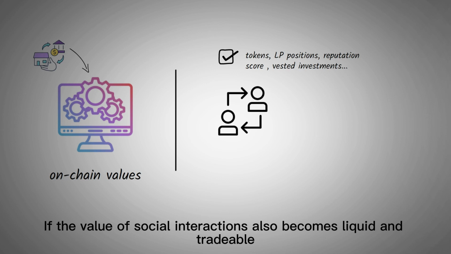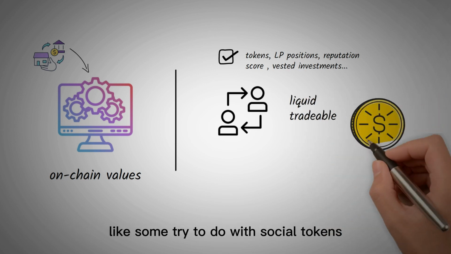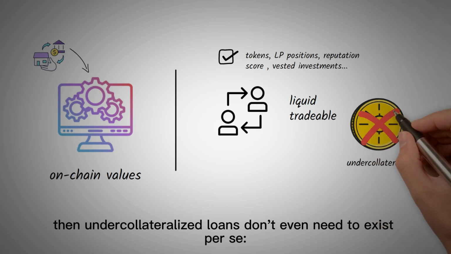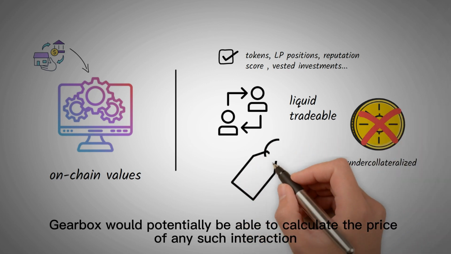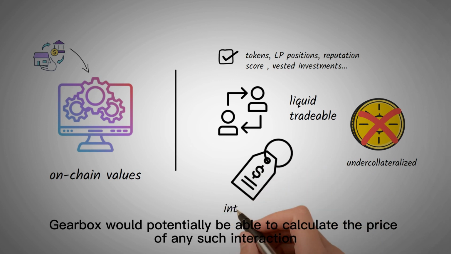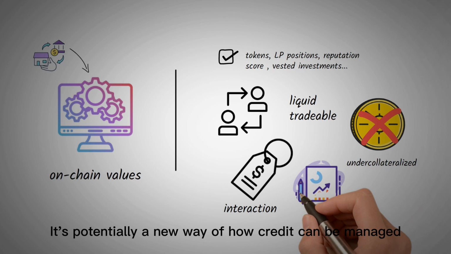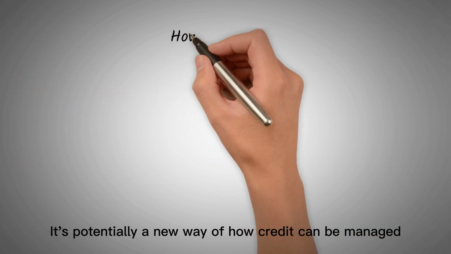If the value of social interactions also becomes liquid and tradable, like some try to do with social tokens, then undercollateralized loans don't even need to exist per se. Gearbox would potentially be able to calculate the price of any such interaction. It's potentially a new way of how credit can be managed.